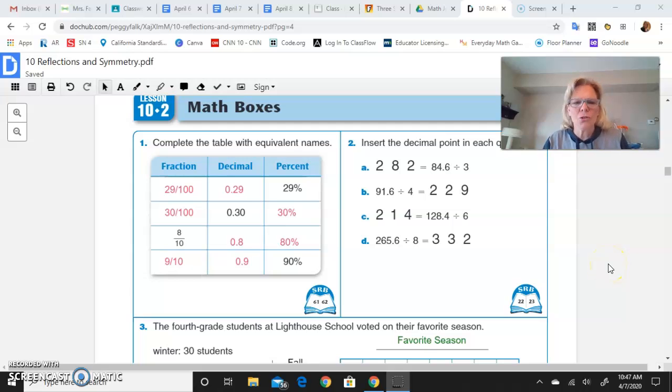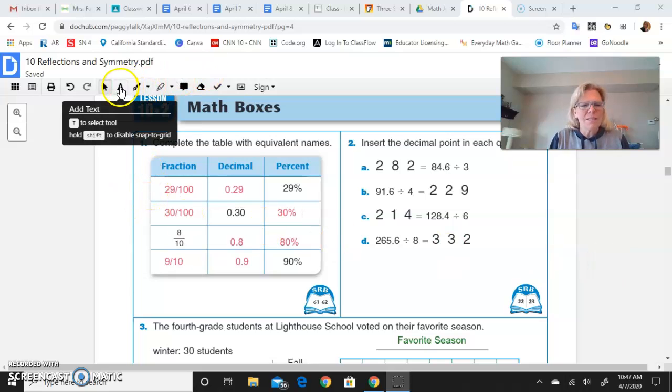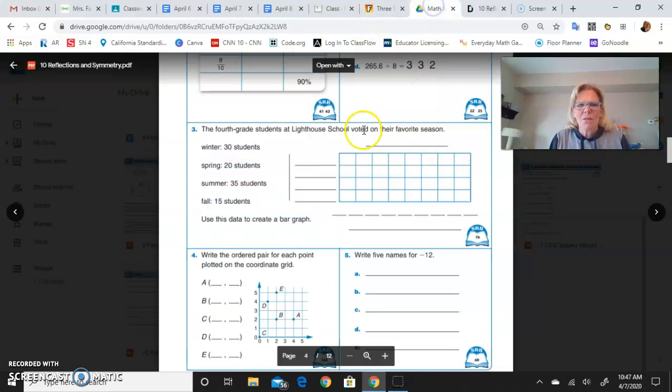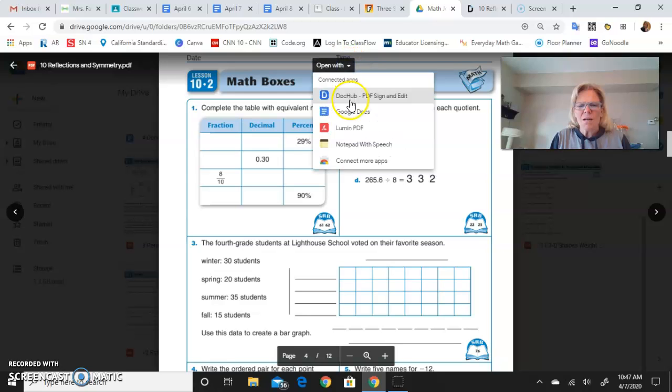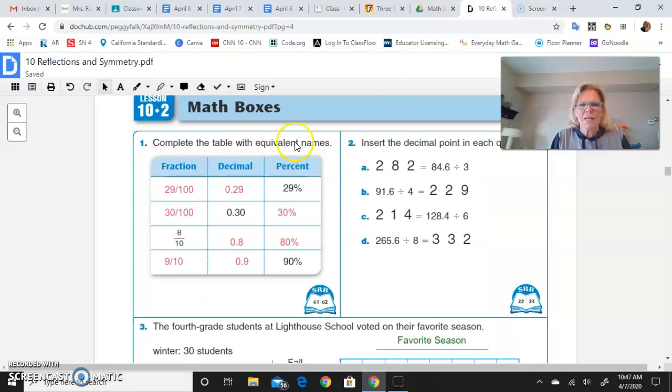Okay, here are the answers to math journal page 277 from yesterday. I did figure out you can do a text box. I opened this journal page with Doc Hub, and this is what you get. And then you get these toolbars up here. So this is how you do a text box, is click on that. And so I did a text box to write in all these answers.